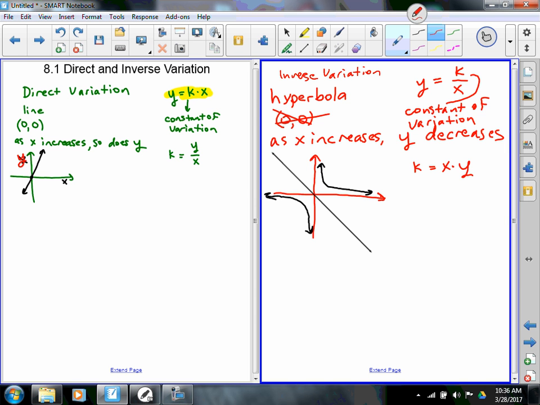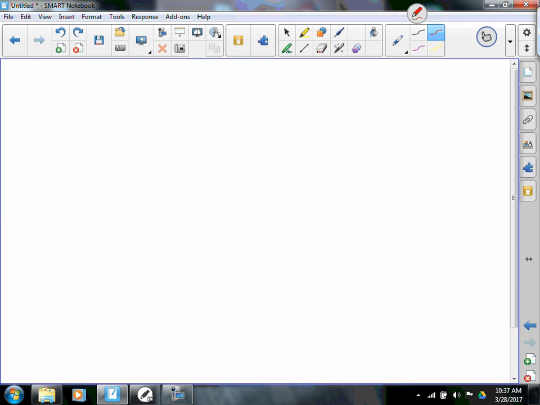Yeah, so the question's about when you test. When you test, you're going to need to run two separate tests, one for direct and one for inverse. For inverse, you'll get the same value every time you multiply x by y. The k and the y kind of switch places, you can think of it that way. So let's get to example numero uno, and maybe this will all make more sense.